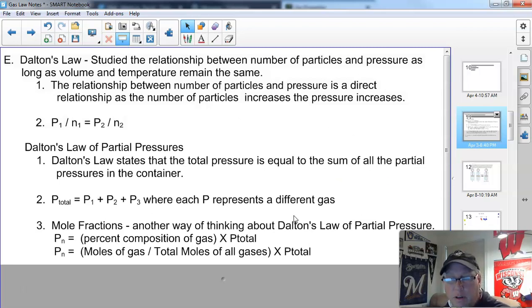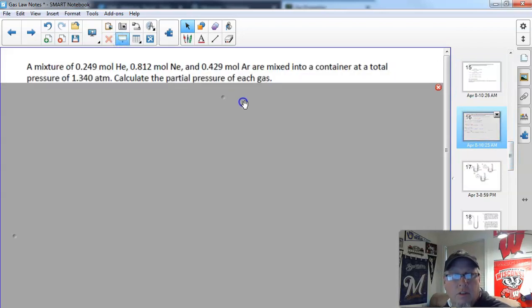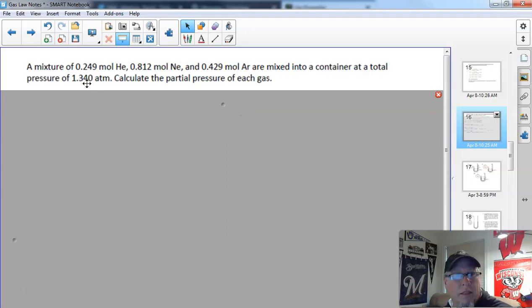Here is an example of using mole fractions to solve a problem. So this is a pretty standard problem. You're told how many moles are helium, how many moles are neon, and how many moles are argon. You're told the total pressure in the container is some value, whatever that is. How much pressure is caused by each individual gas?